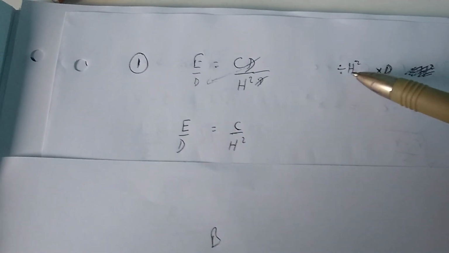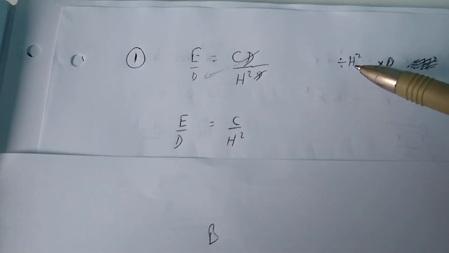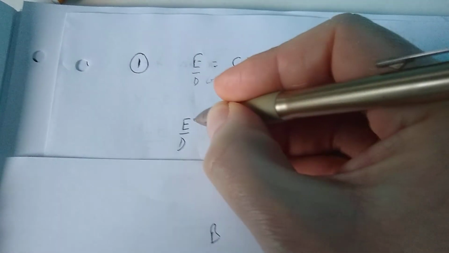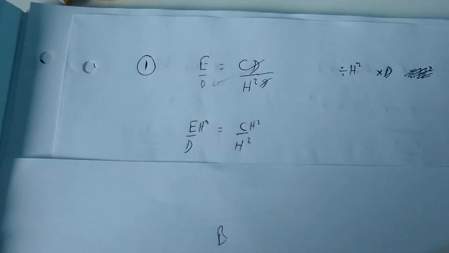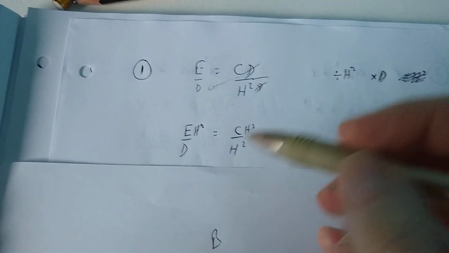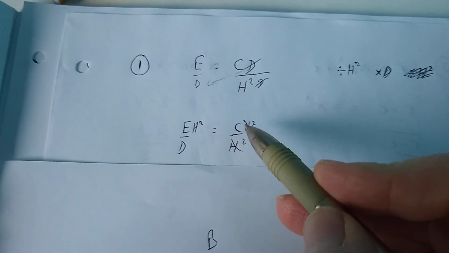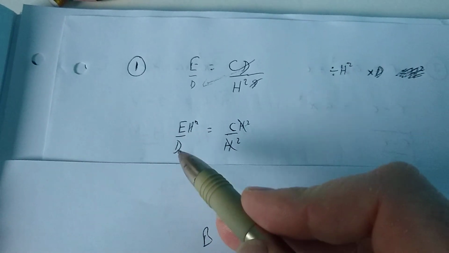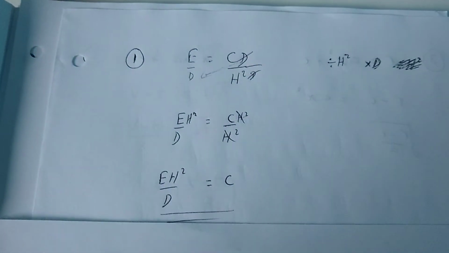Now we've still got to undo dividing by h squared, so we need to times both sides of the equation by h squared. So let's do that. h squared there, h squared there. h squared divided by h squared will just be 1. So I'm left with c on its own, which is what we were asked for. So e multiplied by h squared divided by d.